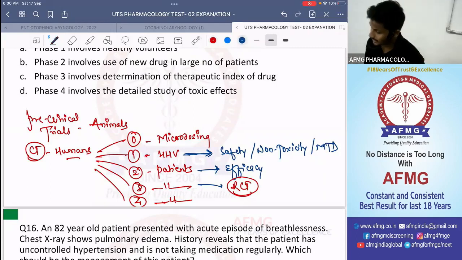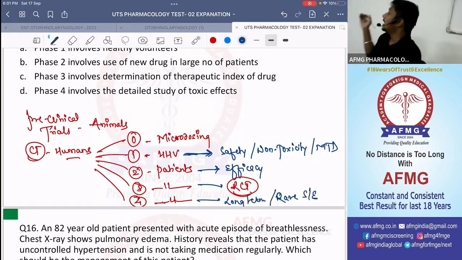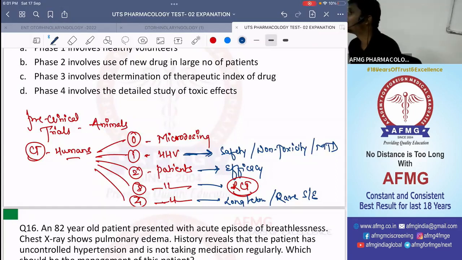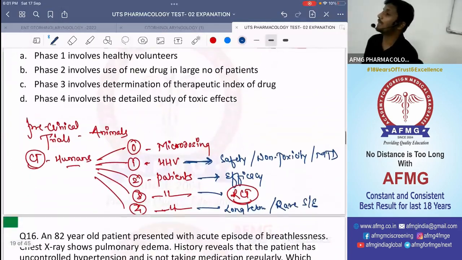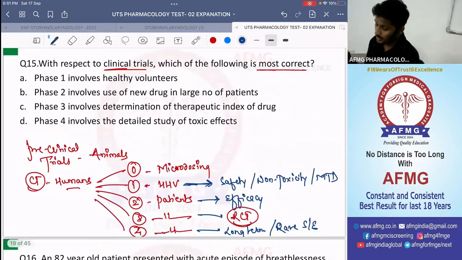ठीक है? And lastly, phase 4 is done for long-term and rare side effects of the drug. Usually, marketing is done after phase 3, and therefore phase 4 is considered as a post-marketing surveillance of the drug. No issues till here? Therapeutic index तुम phase 1 में ही देखो, ठीक है? That is the one. No issues till here, anybody?